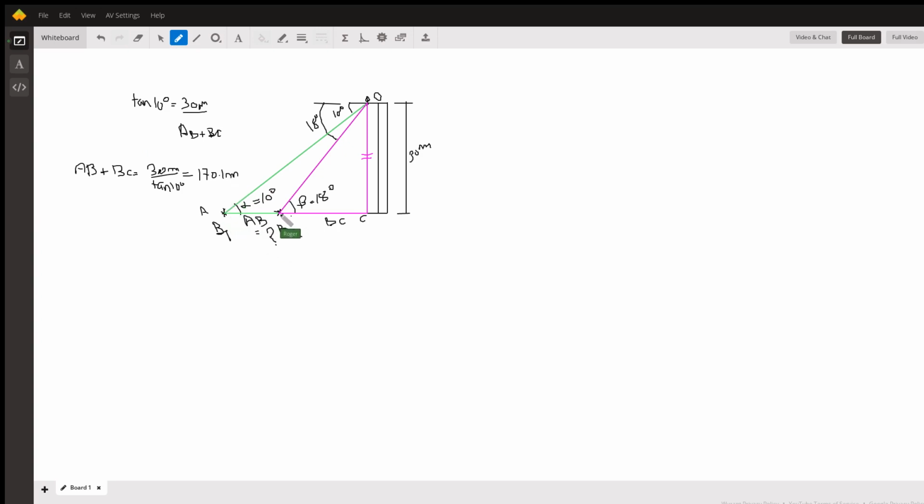I can find segment BC the same way, because tangent beta is equal to the elevation, which is 30 meters, the opposite, divided by segment BC between this point and this point. So segment BC is equal to 30 meters divided by tangent 18 degrees. If I do this calculation, I find that it's 92.3 meters, not feet. We're used to the English system, but we're working with metric here.